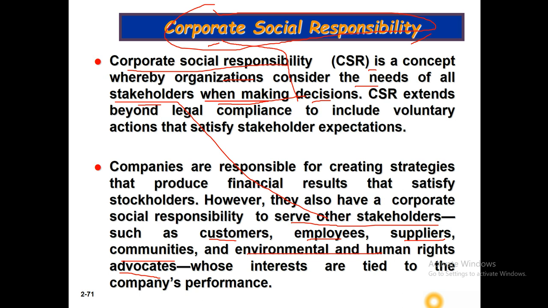That means this party's needs, these stakeholders' needs. Stakeholders here are the customers, employees, suppliers, communities, environmental and human rights advocates. So CSR extends beyond legal compliance to include voluntary actions that satisfy stakeholders' expectations. Here the stakeholders may be pleased by these voluntary activities.